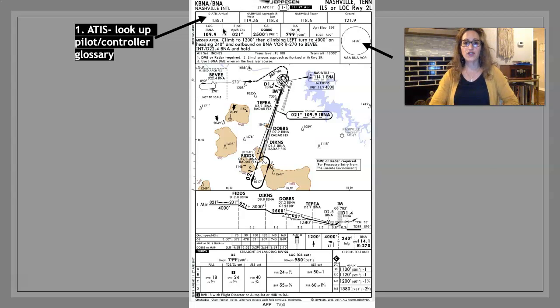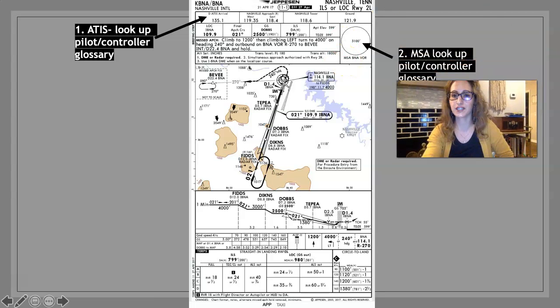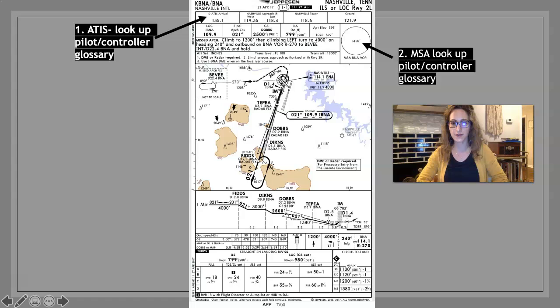Okay, the next thing I want you to know is what this number means inside that circle. It says down here, this is the MSA for BNA VOR. So MSA, let's look that up in our pilot controller glossary, and that stands for minimum safe altitude. BNA is your Nashville identifier, and VOR is your nav aid. It's your very high frequency omnidirectional range. All of these acronyms can be found in part 1 of your regulations or in the pilot controller glossary. And it gets easier with time, guys. The more you hear it, the more it becomes second nature.